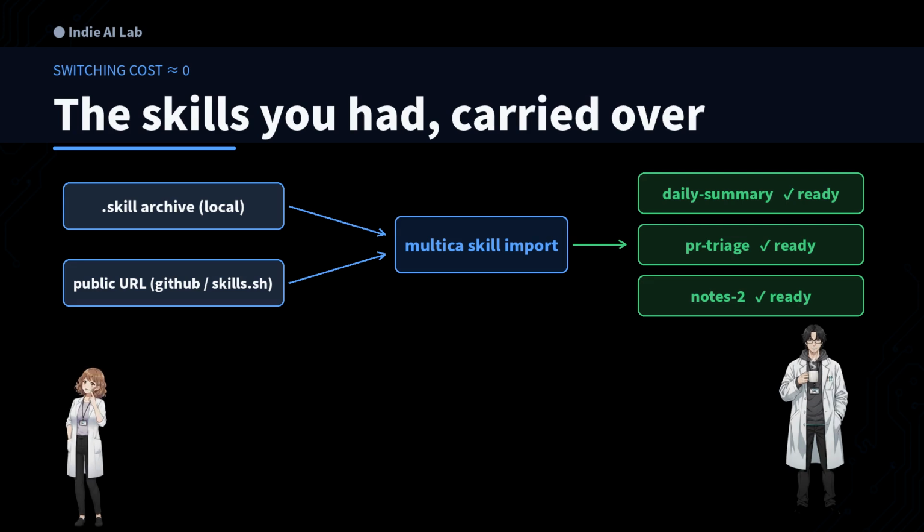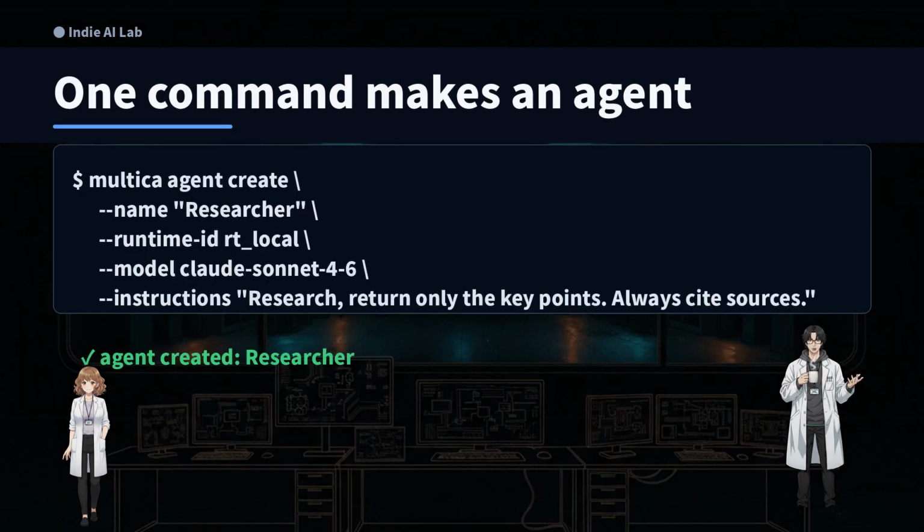Okay, the main event, the agent itself. Surely that's a new button in the console? That button stays unpressed today. An agent grows from a single command too. Agent create: a name, the runtime it runs on, a model, and the instructions that spell out its role. That last flag is the whole personality. Research, return only the key points, always cite, that's one agent, done.